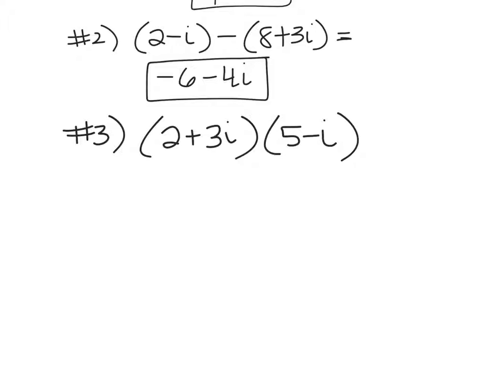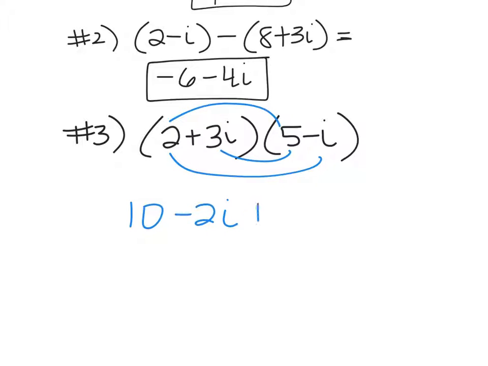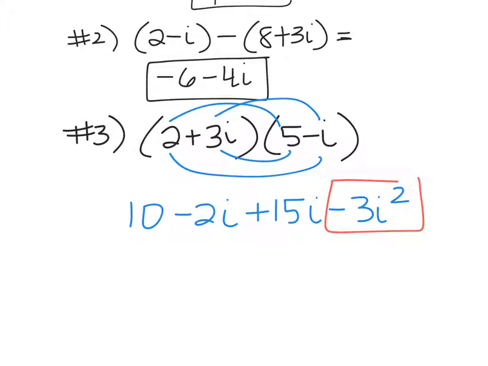First, 2 times 5 is 10. Outside is 2 times negative i, so negative 2i. Inside is positive 15i. And last is negative 3i squared. All right, now we have a couple of things to fix here. First of all, this negative 3i squared, you can never leave powers of i, not i cubed, i squared, i to the 4th, never. They can always be simplified.